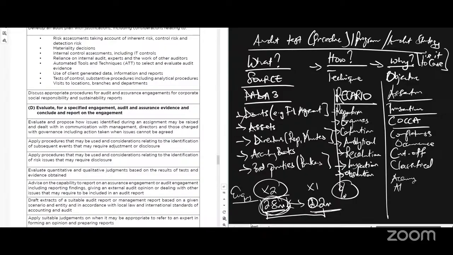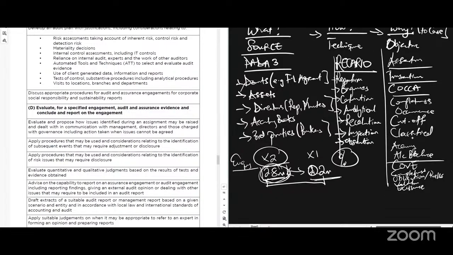Then the account balances level, the balance sheet items. You are looking at what? COVE. So completeness is there. Obligation and rights, so you are saying whether that liability, you own it. Then you have valuation. Does it have the right value? You have existence, whether the thing actually exists, and so on and so forth, right? So anytime you want to do a procedure, you can use this, right?